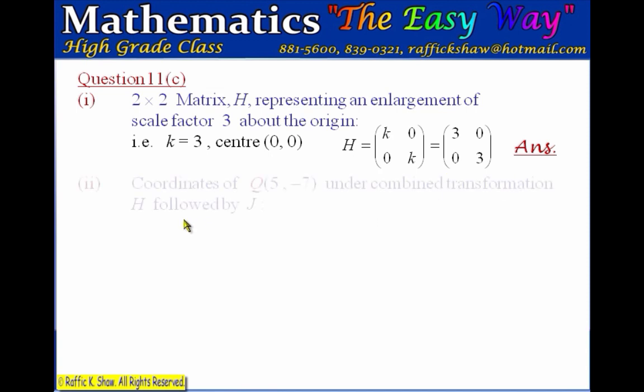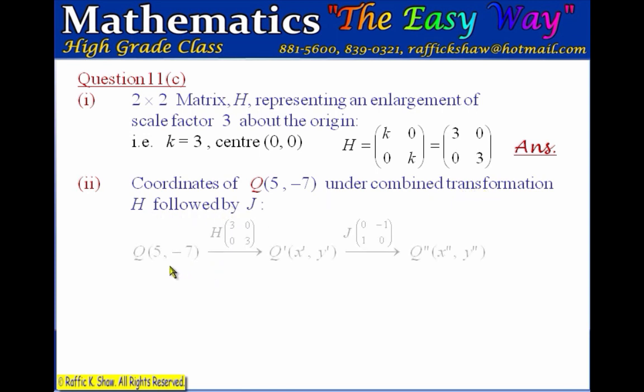Now part 2 wants us to find the coordinates of the point 5, negative 7, which we have called Q, under the combined transformation H followed by J. And this combined transformation can be represented in this way.